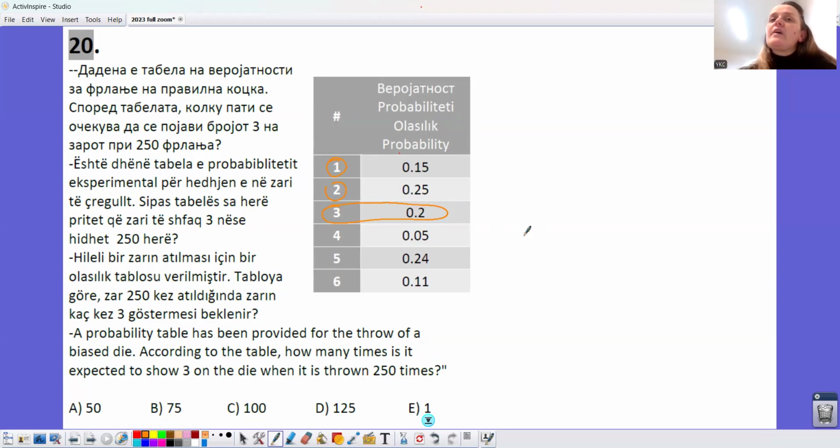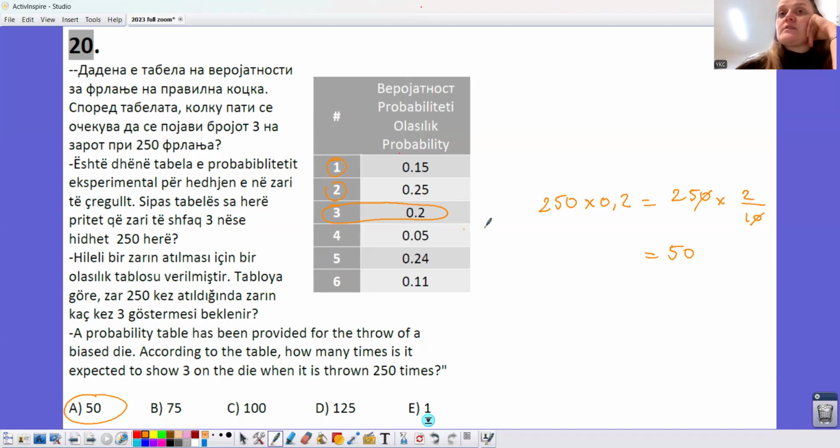So what I will do, if I'm throwing the die 250 times, I will multiply its probability with 250. So this will become 250 times 2 over 10. This 0 and this 0 will cancel each other. 25 times 2 is 50. So 50 times it is expected to show 3 on the die when it is thrown, if you are throwing 250 times. This is a simple question, you only need to understand what is given to you.